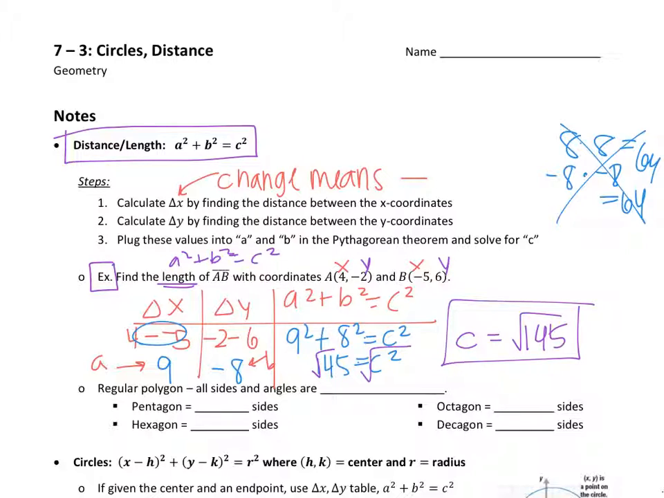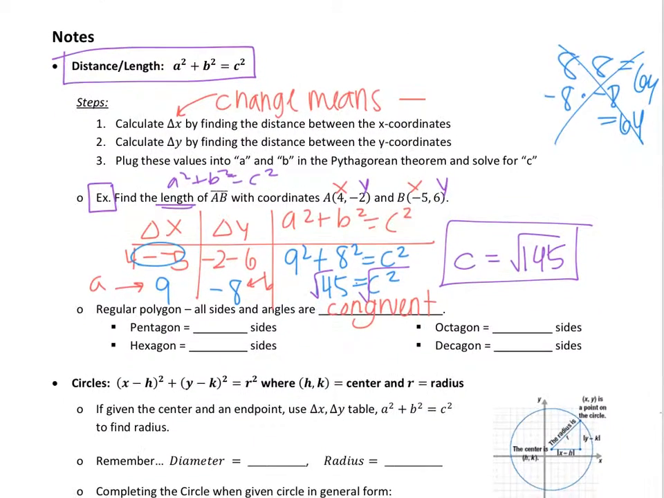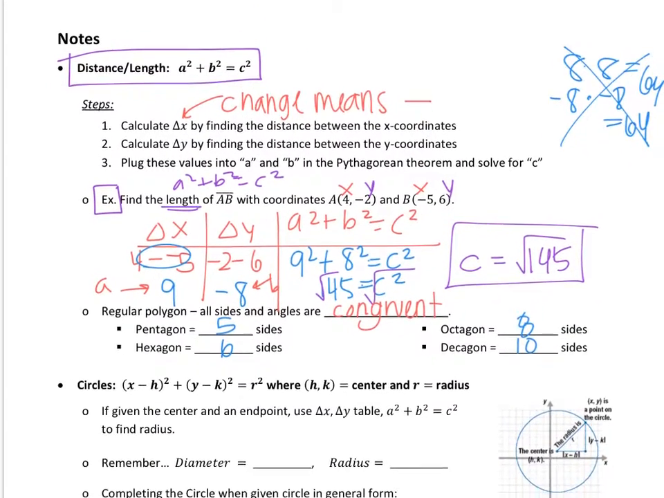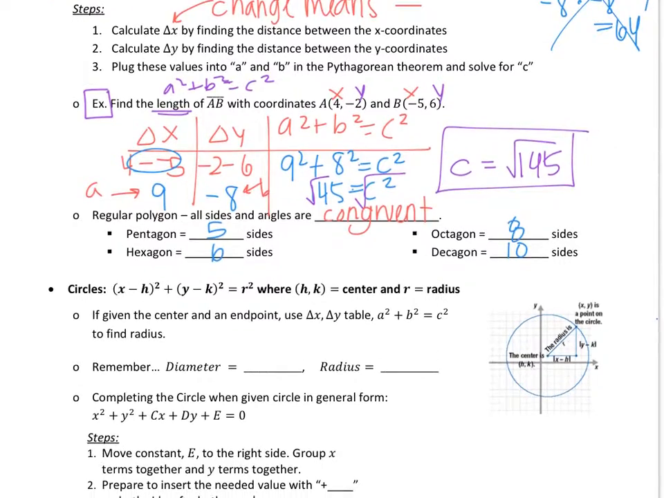The next part says that we have regular polygons, which means that all sides and angles are congruent. Regular means all sides and angles are congruent. We have some basic shapes that you do need to know the number of sides for. A pentagon has 5 sides, hexagon has 6, octagon has 8, and decagon has 10. Now there are other shapes in there, of course. A septagon is 7, nonagon is 9, but these are the 4 common shapes that Common Core questions focus on.